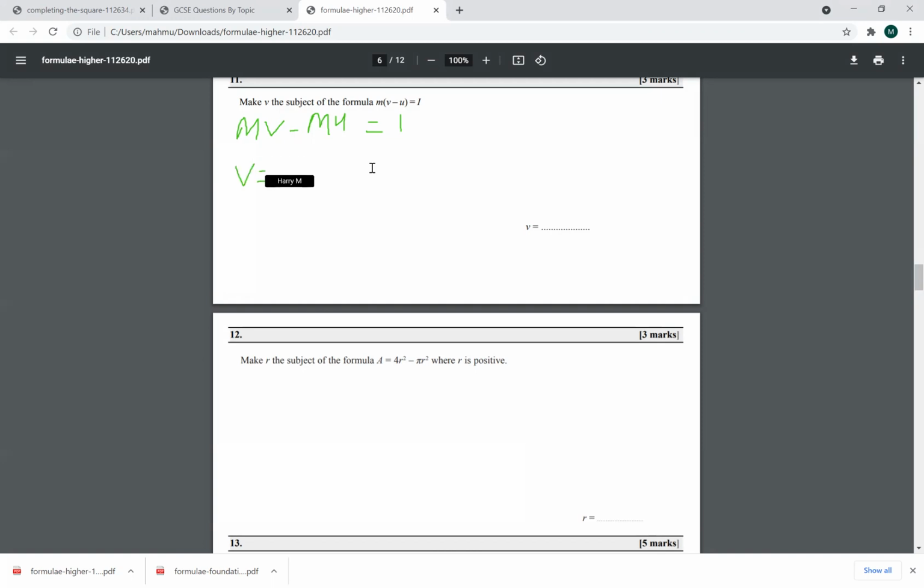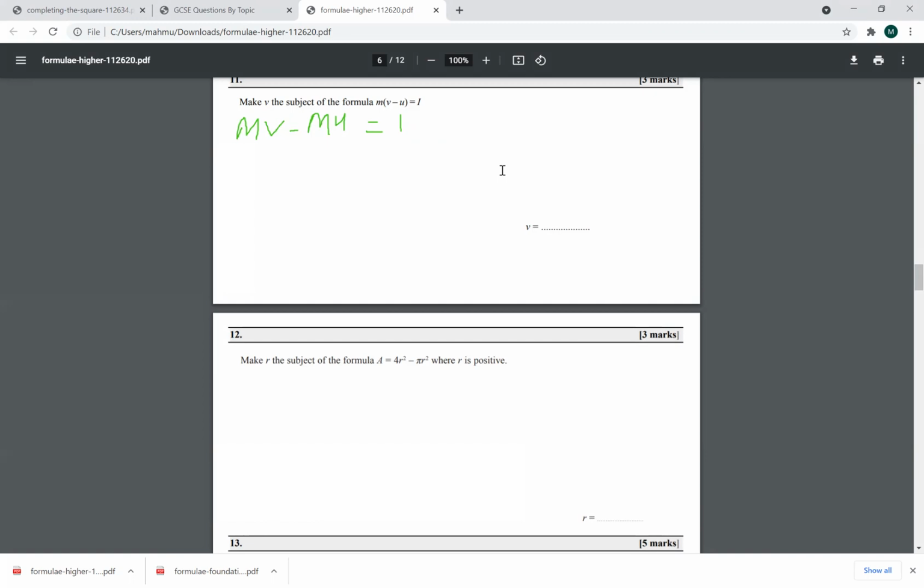So again, why are you straight away writing V down? Why don't you show the steps you're doing to rearrange it? Show the examiner the steps you've done to rearrange it to find V. Why are you straight away writing V equals? So show me the steps you're going to take to rearrange it. Look at this. This is MV, this is MU. So what part are you going to take to the other side first?